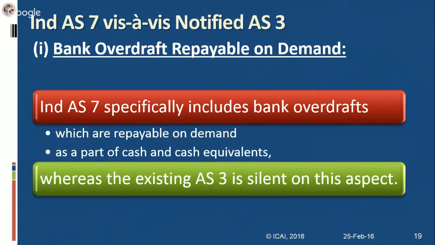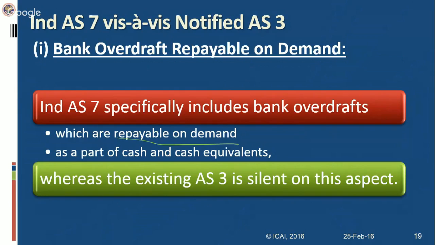Ind AS 7 says specifically about bank overdrafts which are repayable on demand. Ind AS 7 specifically includes bank overdrafts which are repayable on demand as part of cash and cash equivalents. As you all are aware, there are some bank overdrafts appearing in the balance sheet of a company on a particular date, which are generally considered to be part of cash and cash equivalents, and which are repayable on demand, meaning as and when the bank demands, you are required to pay them back.